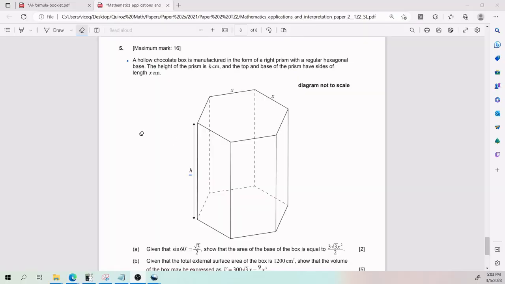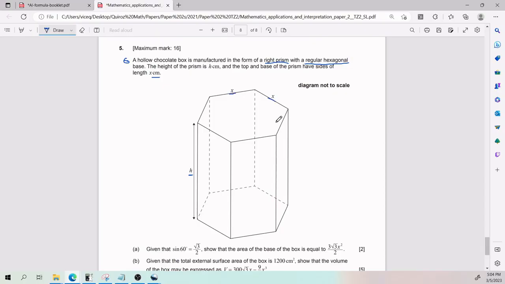All right, and now for the 5th one, we have that a hollow chocolate box is manufactured in the form of a right prism, with a regular hexagonal base. The height of the prism is h centimeters, and the top of the base and base of the prism have sides of length x centimeters. So we have the h height here, and the x's are there.